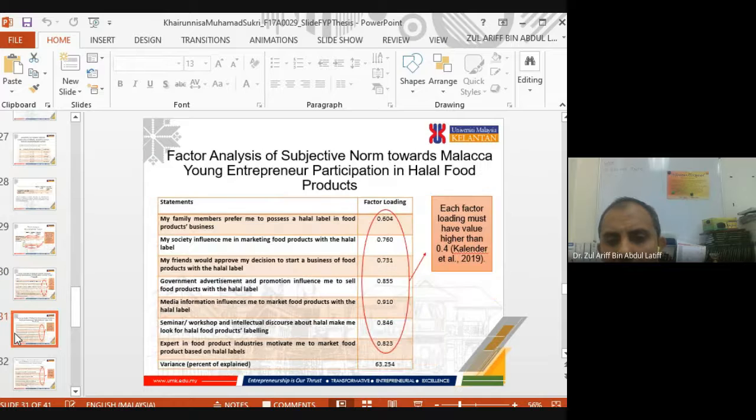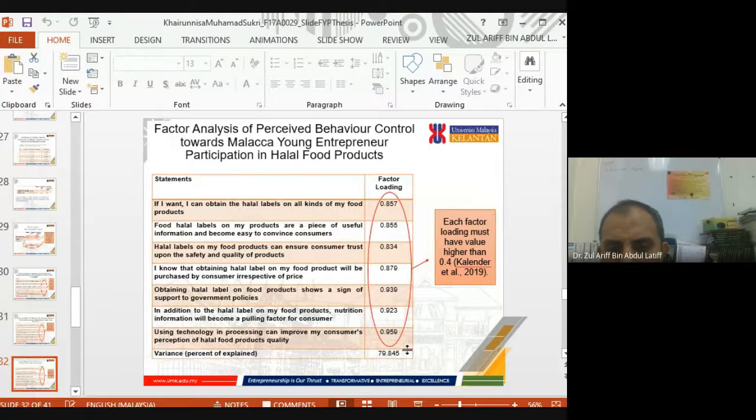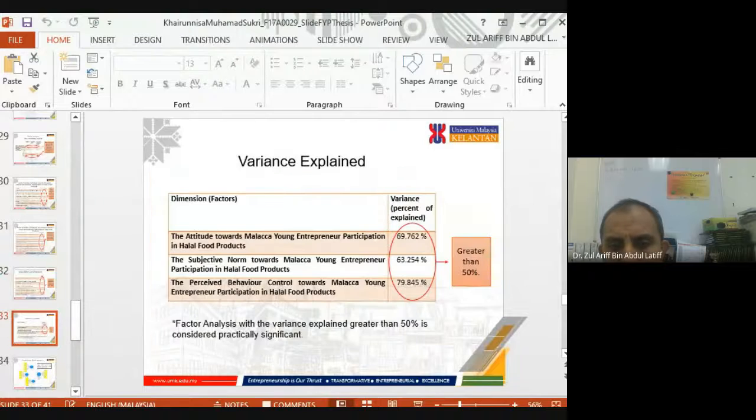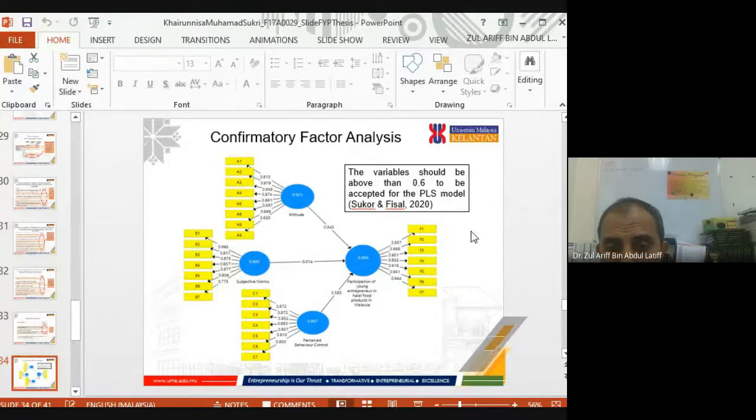Then we have the second one, which is the norm. Norm is only 63. All are more than 0.4. And we have perseverance with 79, which is higher. Okay, and then this will be the variance, greater than 50%. All are greater, so it shows that the study is relevant and useful to manufacturers, to young entrepreneurs, and also to government policy. So in addition, she did a confirmatory factor analysis.